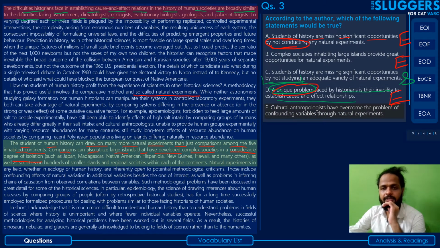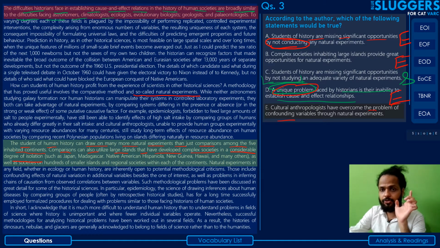Option E, cultural anthropologists have overcome the problem of confounding variables through natural experiments. Many students might have fallen for this trap because the author does mention that a certain domain of study of history has actually overcome this problem.